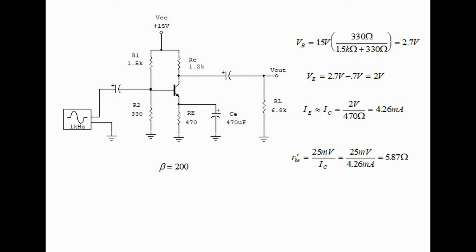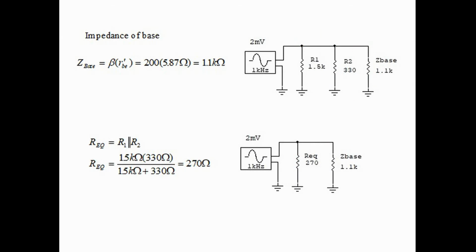And then r'e is 25 millivolts divided by 4.26 milliamps, and that equals 5.87 ohms. When the signal is coming into the transistor, it sees r'e, but this r'e is magnified by beta. So in this case, it would be 200 times 5.87 ohms, that equals 1.1 kilo ohms.